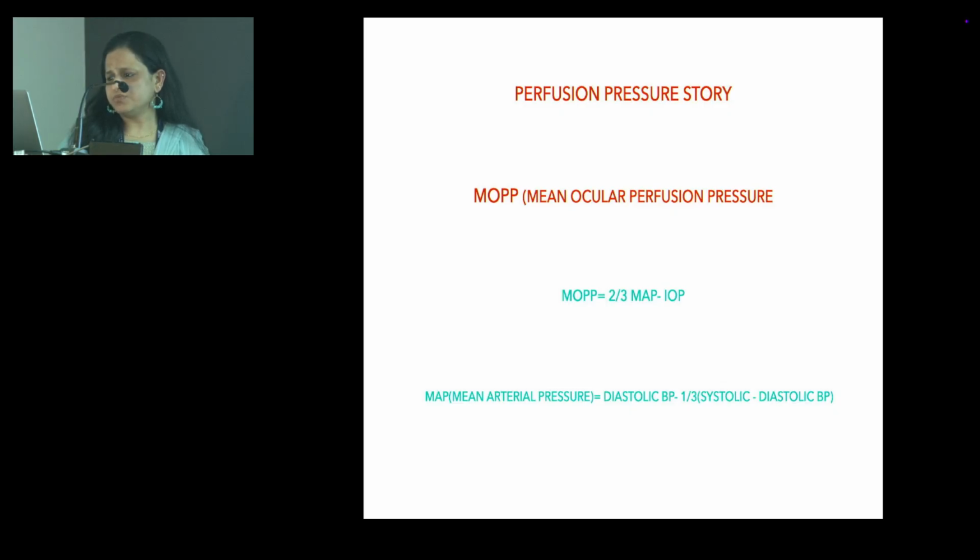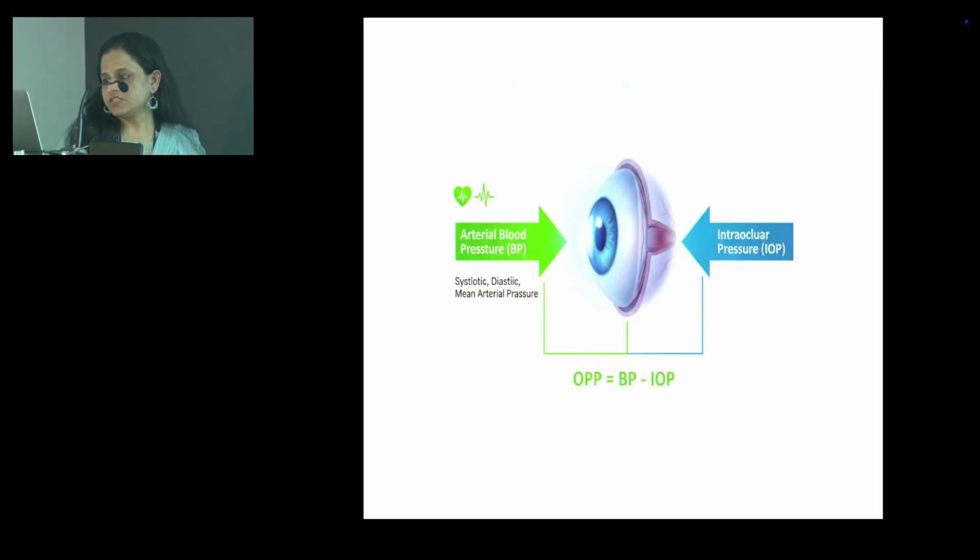And for perfusion pressure, we have something called the mean ocular perfusion pressure. Mean ocular perfusion pressure is measured as 2/3 of the mean arterial pressure minus IOP. Mean arterial pressure is the diastolic blood pressure plus 1/3 of the difference between systolic and diastolic blood pressure. So when the IOP is normal and the mean arterial pressure is reduced, there is a reduction in mean ocular perfusion pressure. This causes more stress on the axons.